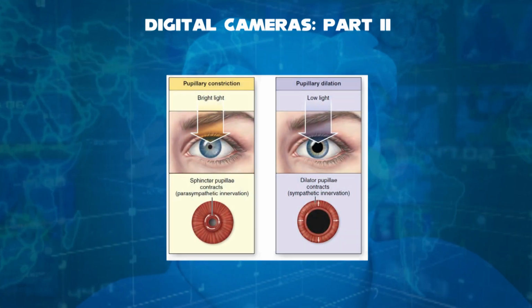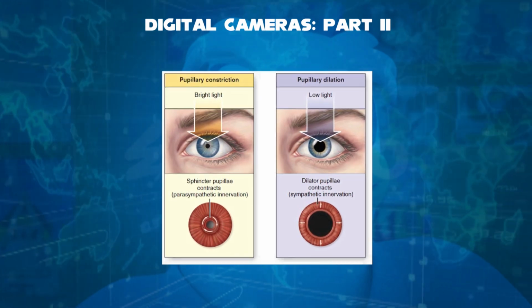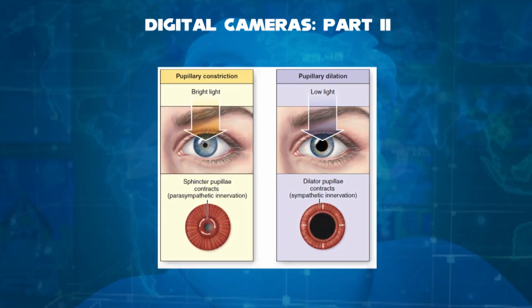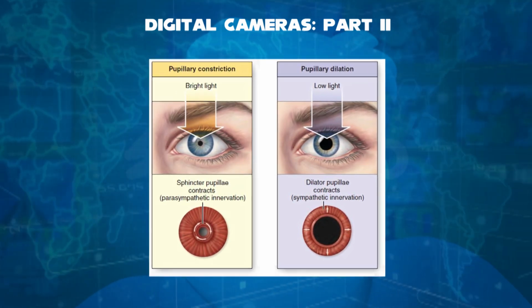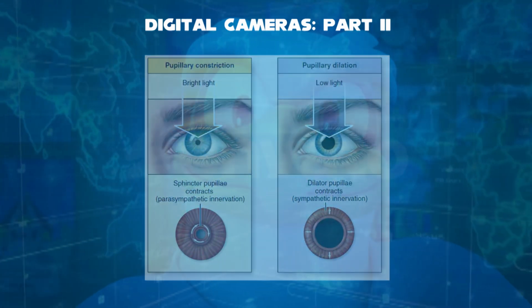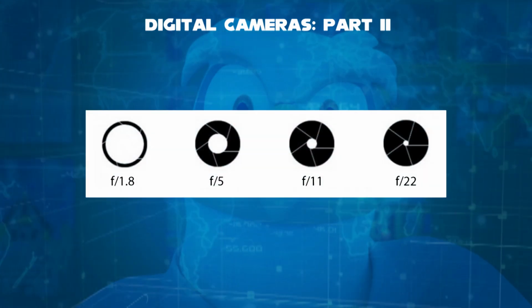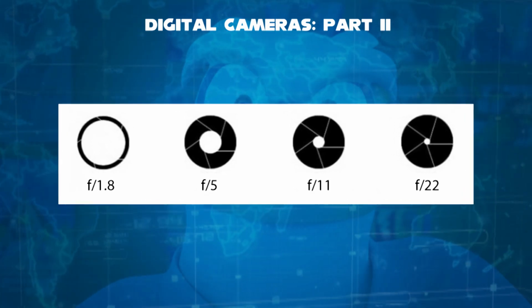Think of it as acting like the pupil of your eye. The wider it opens, the more light passes through. The smaller it gets, the less light enters. Aperture size is measured in f-numbers, or f-stops. The values are only given in the denominator.